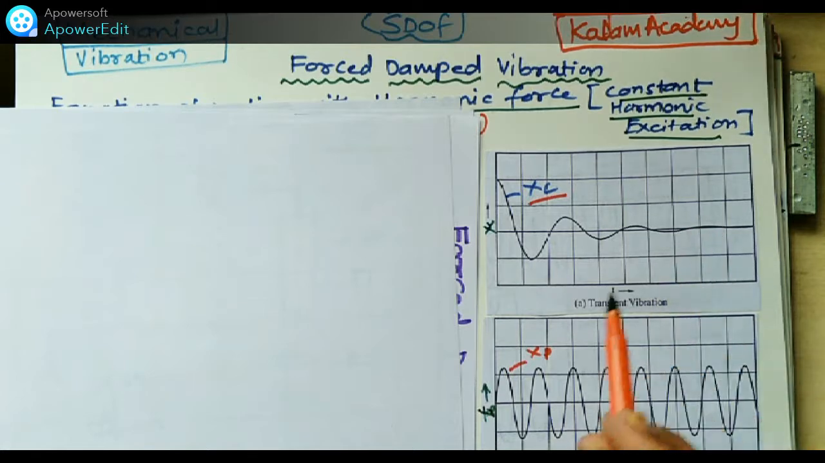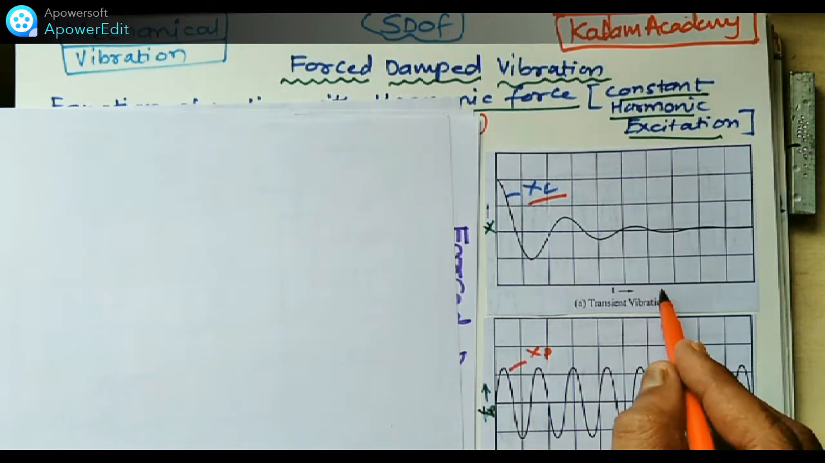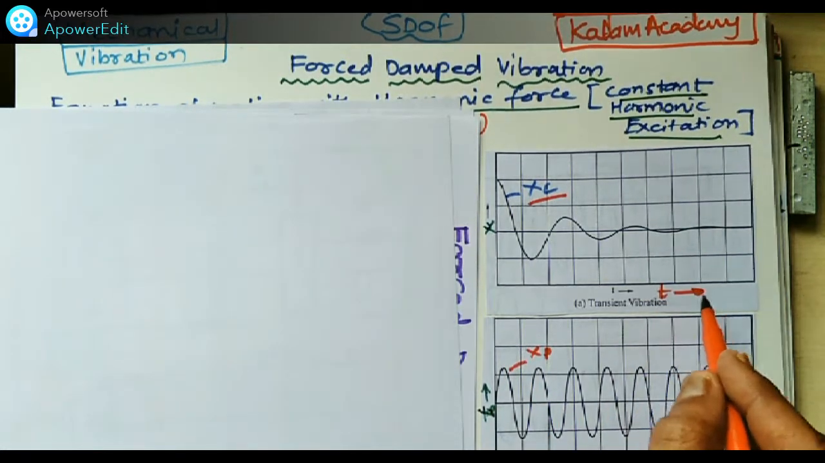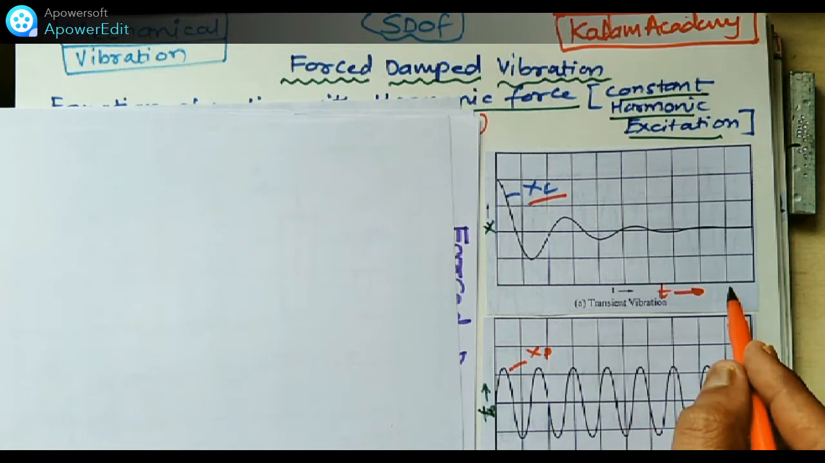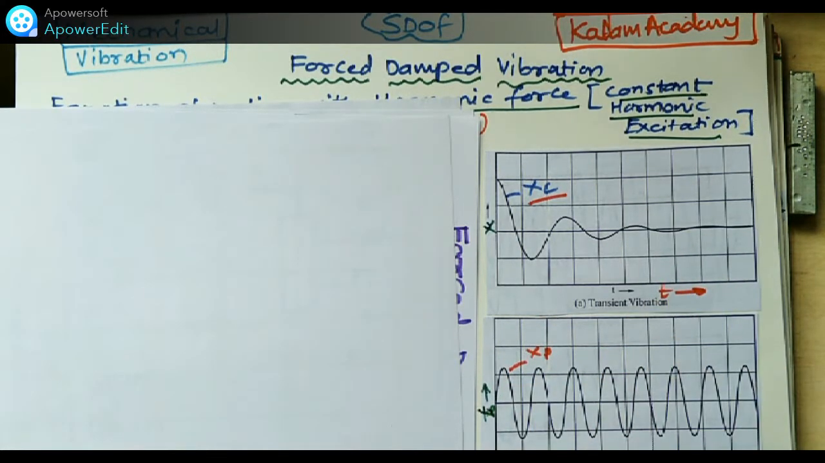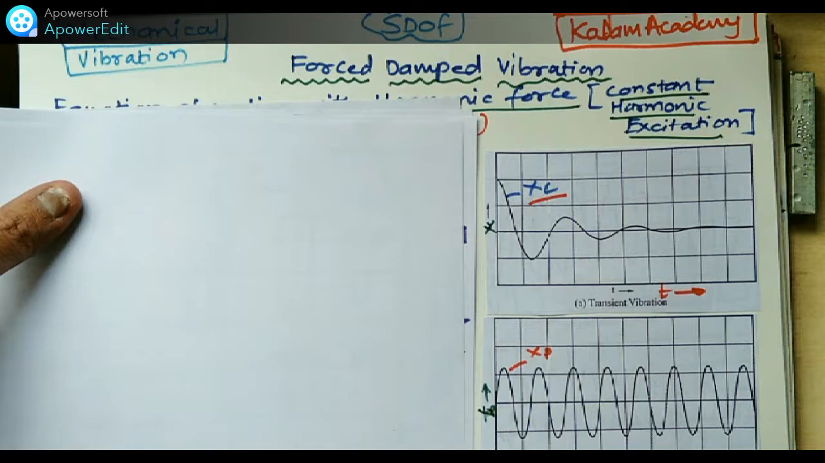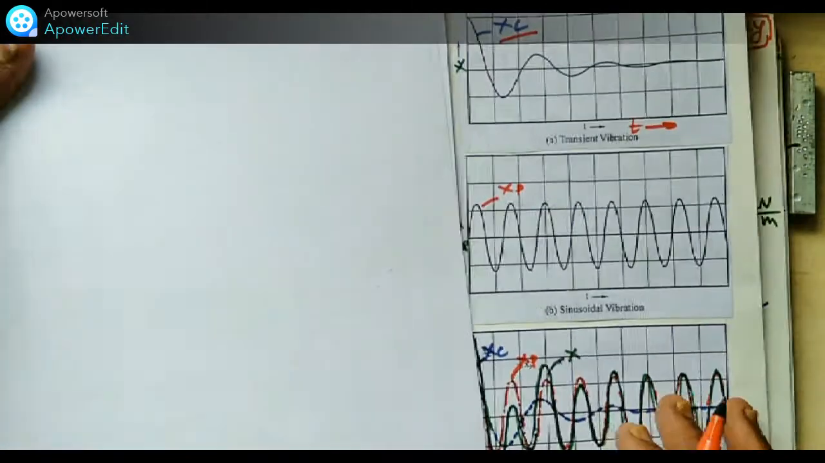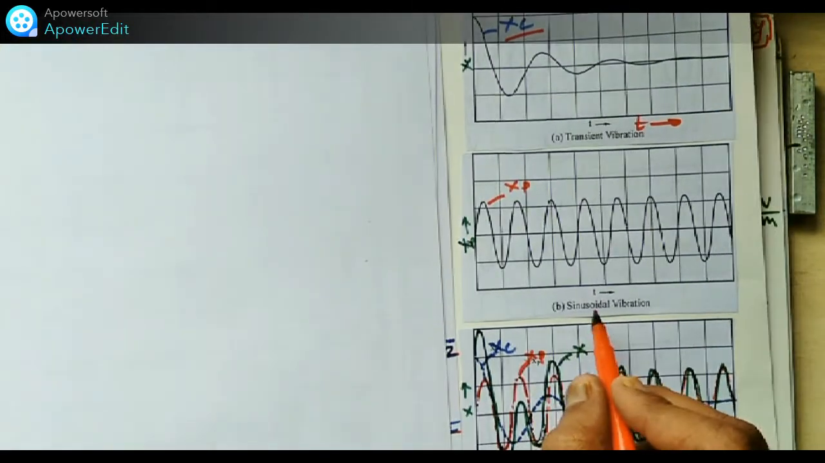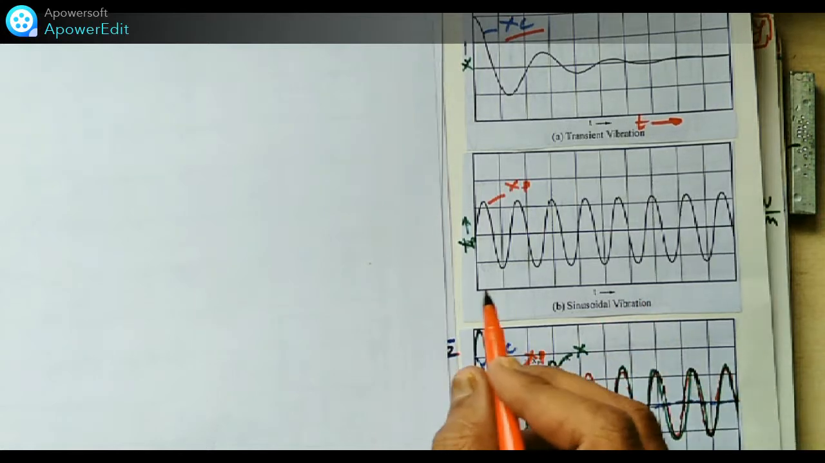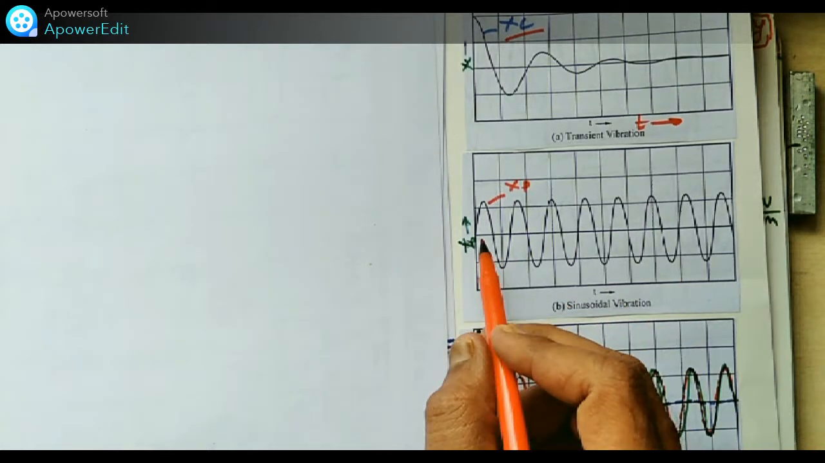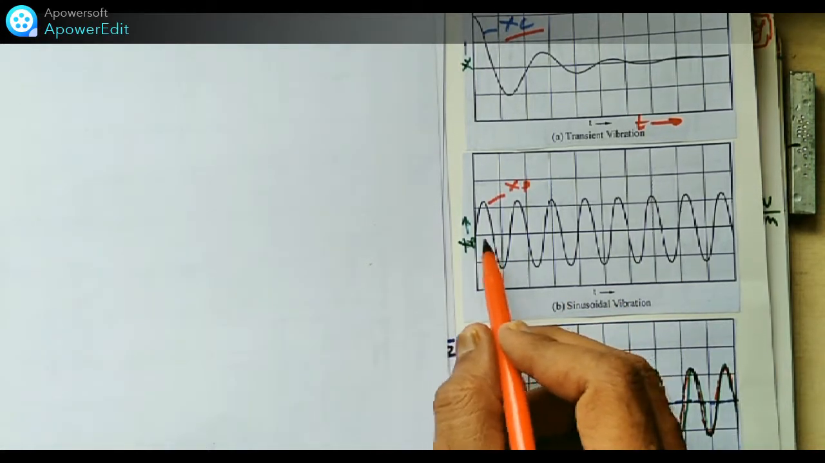T is the time period here on this side. After infinite time, it will go on decreasing. What is the next part? The next part is represented like this. This is the sinusoidal vibration, or we can say steady state vibration. You can observe here xp is the second part, the particular integral solution.